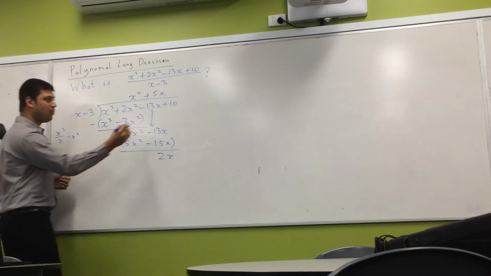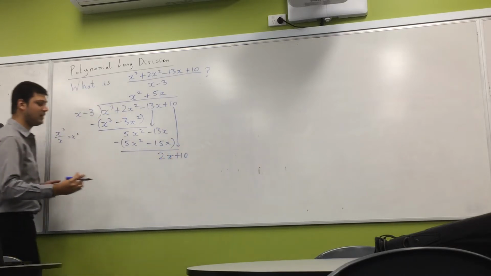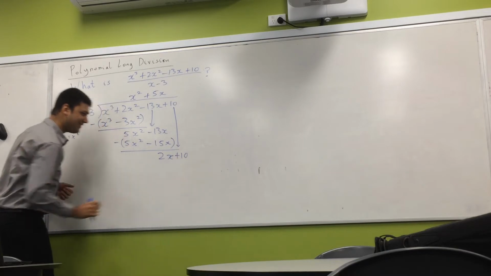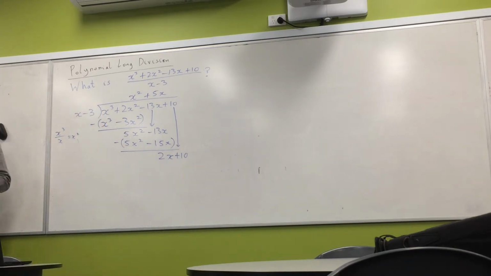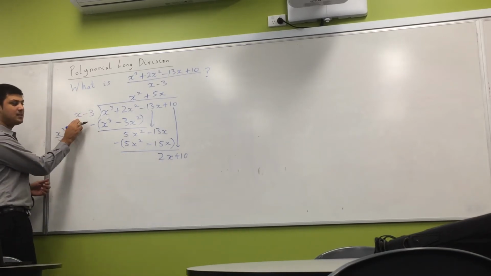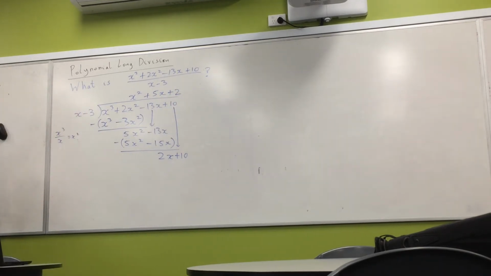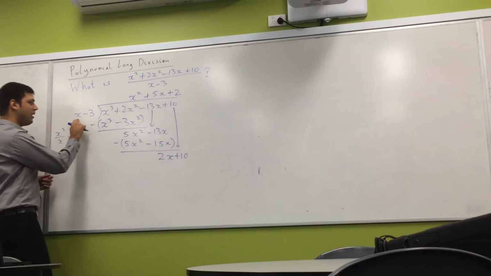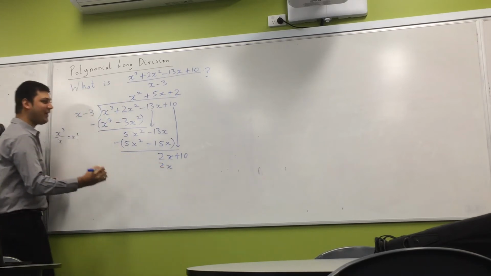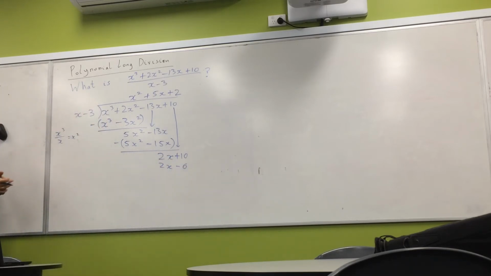And finally, I'm going to pull down the 10 from the top, and it's going to become a plus 10 at the bottom there. Let's make it a bit clearer. There we go. We have 2x plus 10. We are now on our final stage, because there's only one more division that can be done, and that is 2x divided by x. What is 2x divided by x? Positive 2. And then 2 multiplied by x gives us 2x, and then 2 multiplied by negative 3 gives us negative 6.